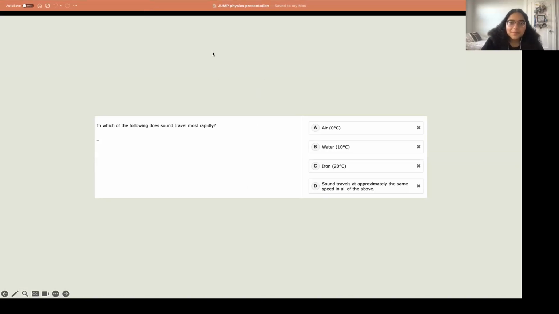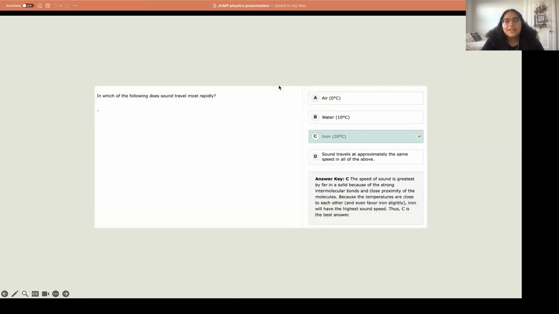Okay, I've gotten some direct responses. It's going to be C, like some of you said. Sound moves fastest in solids, and that's because of the intermolecular bonds; the molecules are closer together in solids, so it's easier for the wave to propagate through. Also, these temperatures are pretty close, but as we said, as temperature increases, sound gets faster. So there are two ways you could answer this. If you looked at the state of matter, iron would win, and even if you look at the temperature, it's also higher. So both agree, and that makes it the fastest.